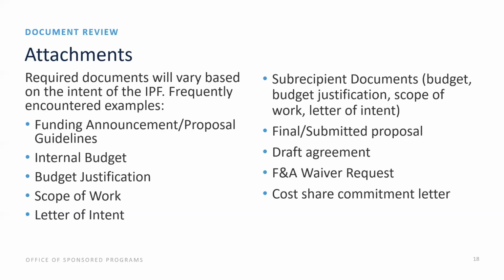One of the things we do on the admin side in the central office is we make sure to mark that one as final so that when we get back to it at the award stage, we'll know which one was actually the final submitted proposal. If, for example, there's a draft agreement, we will want a copy of that attached to it. Let's say that the funding announcement actually has terms and conditions. That definitely needs to be part of it. F&A waiver requests, cost share commitment letters. These are all things that we'll want in the attachment sections. So, next slide.